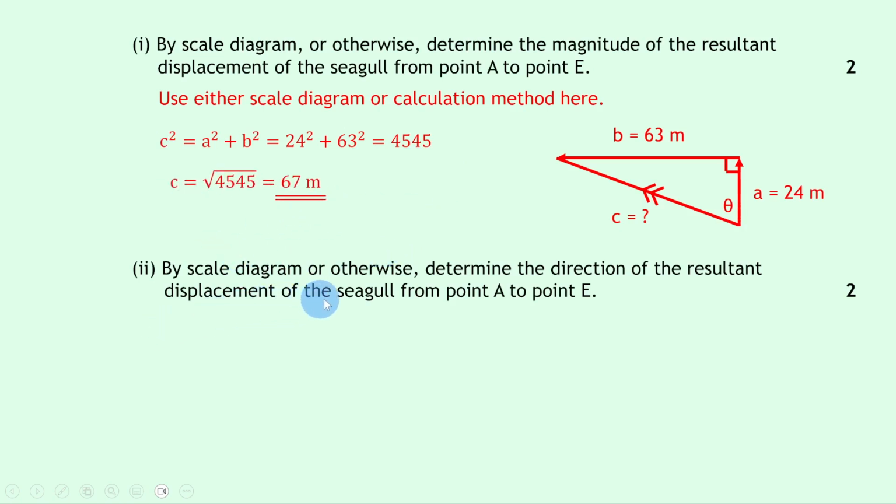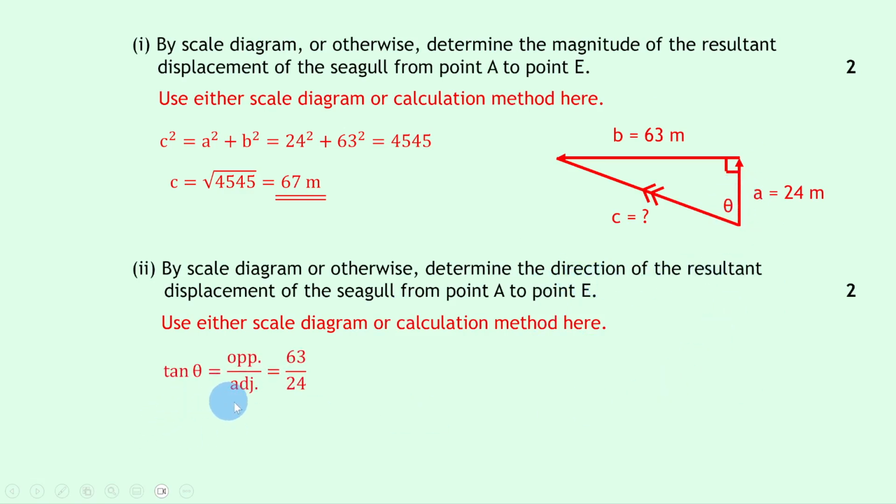Part 2 says by scale diagram or otherwise determine the direction of the resultant displacement of the seagull from point A to point E, and again there's 2 marks available here. Well, again we can use either the scale diagram or calculation method, and I'm going to continue using the calculation method for consistency. And remember, to find the direction we first want to calculate the angle theta, which always uses tan.